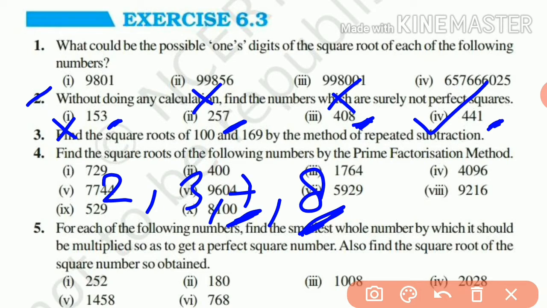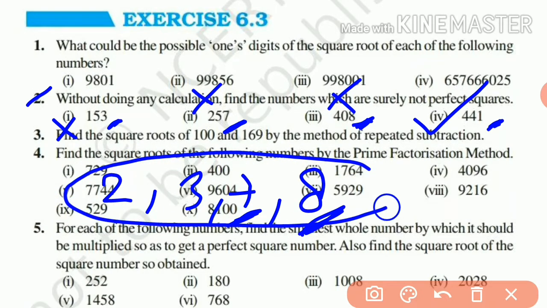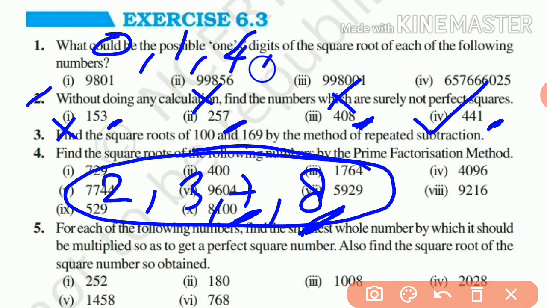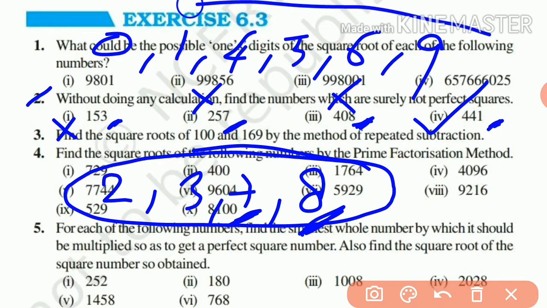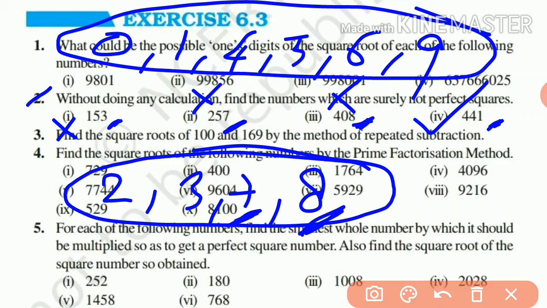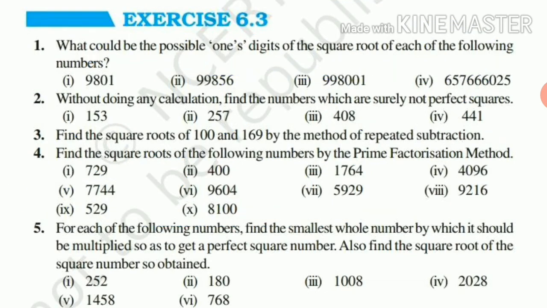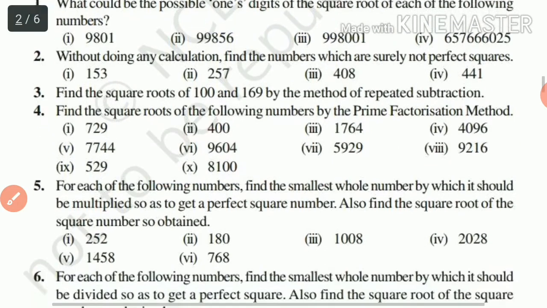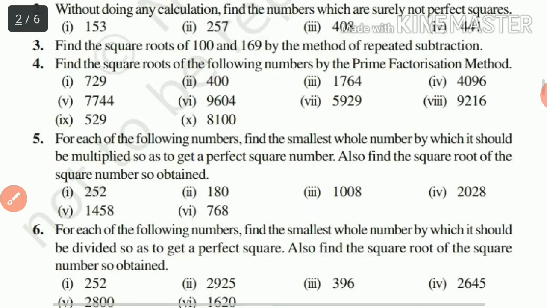So we only use 2, 3, 7 and 8 to check for a perfect square number. And we can also check that a number ending with 0, 1, 4, 5, 6 or 9 may be a perfect square number. So now let's go to question number 3.